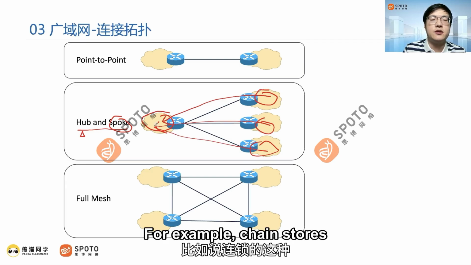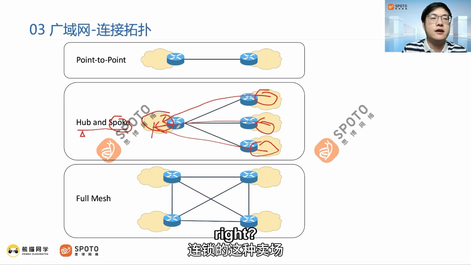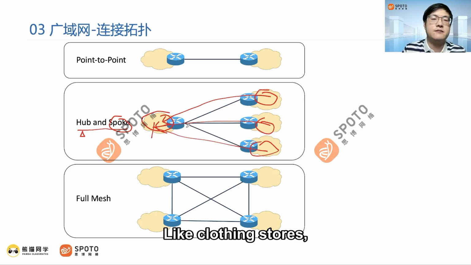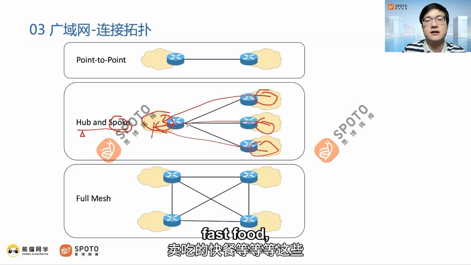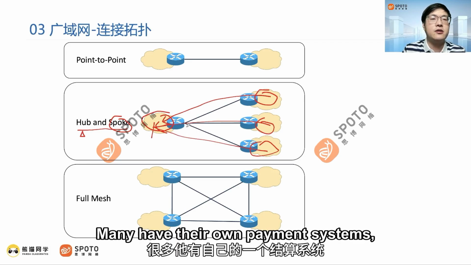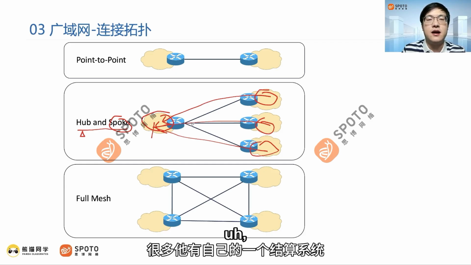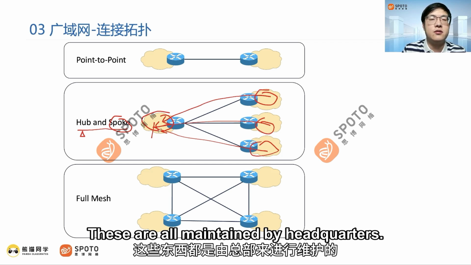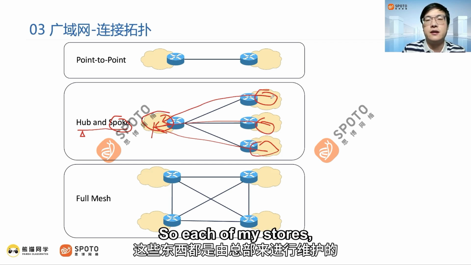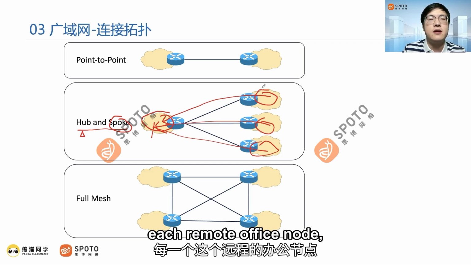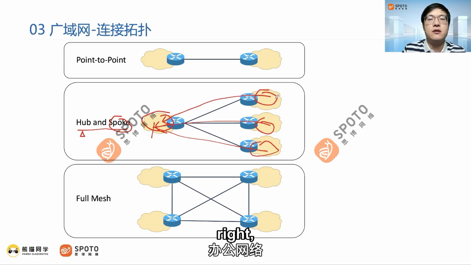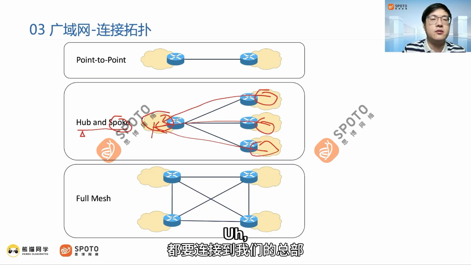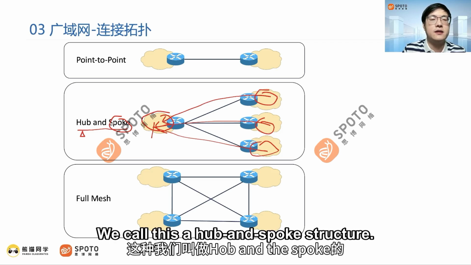For example, chain stores, like clothing stores, or food shops, fast food, and so on. Many have their own payment systems, employee management systems, etc. These are all maintained by headquarters. So each of my stores, each remote office network, needs to connect to our headquarters. We call this a hub and spoke structure.